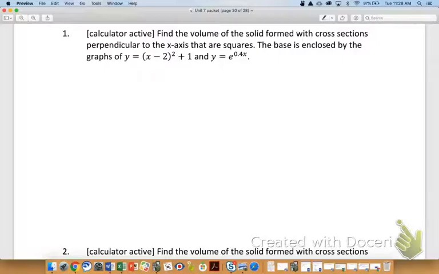Okay, great question. So this one says, find the volume of the solid formed with cross sections perpendicular to the x-axis that are squares. The base is enclosed by those two graphs. Now listen, I'm trying to eliminate confusion. If you graph these two graphs, you're going to find two regions that are enclosed by them. I want you to pick the one that's closest to the origin, and then use that region with square cross sections and use your calculator to come up with a final answer.